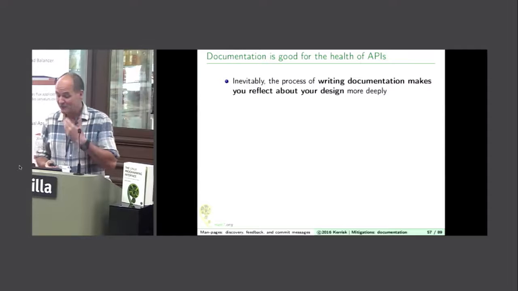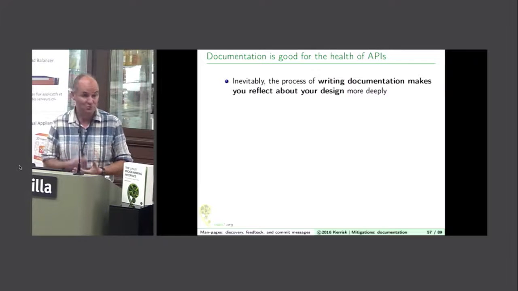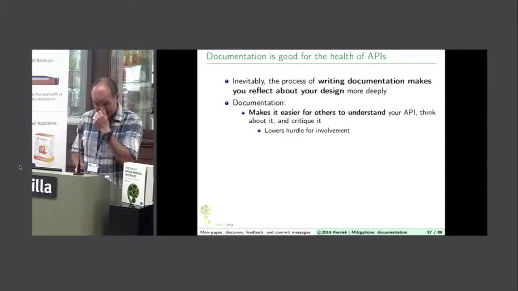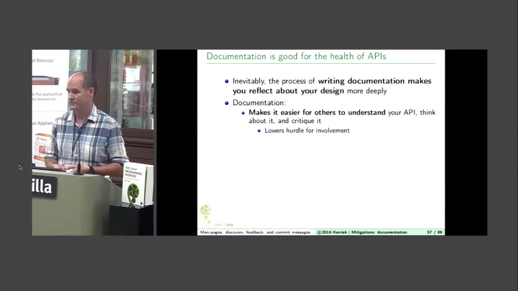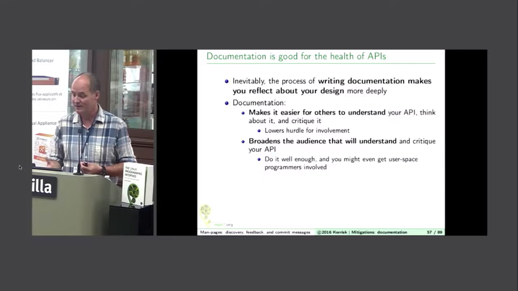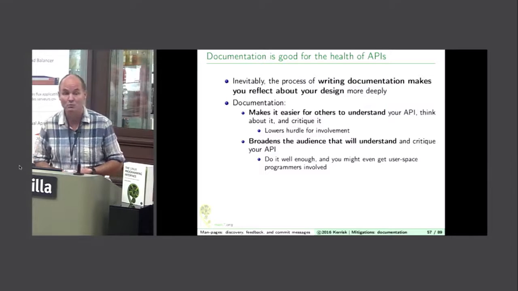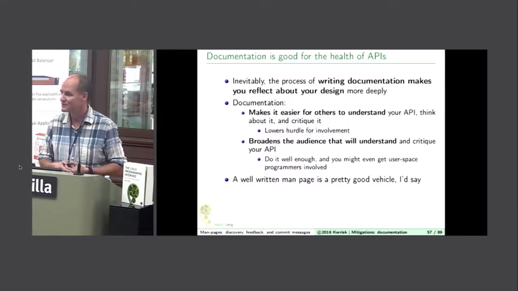Okay, so another mitigation obviously is documentation. There's a number of reasons why I think documentation matters. One is, I think the simple act of describing what you're doing in text inevitably makes you think harder about what you're doing. And you just see some problems in a new light. But there's other reasons why documentation is good as well. It makes it easier for other people to understand your API, think about it, critique it. It lowers the hurdle for involvement. Potentially, it's going to broaden your audience for involvement as well, because if you write your documentation well enough, maybe even user space programmers are going to understand it and get involved, perhaps much earlier than they otherwise would. I'm biased, okay? Man pages seem like a pretty good way of doing things, but it's not the only way.